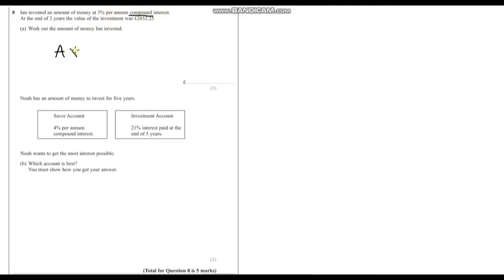So our multiplier, we're going to multiply that by 1.03. That would be if he got 3% interest over 1 year. But it's at the end of 2 years, so we're going to raise that to the power of 2. Or we could think about it as 1 times 1.03 times another 1.03. And our answer is £2,652.25. So that's the total amount of money he's got in his account after 2 years. Now at the moment, we are multiplying by 1.03 squared. So to get A on its own, we'll divide both sides by 1.03 squared.